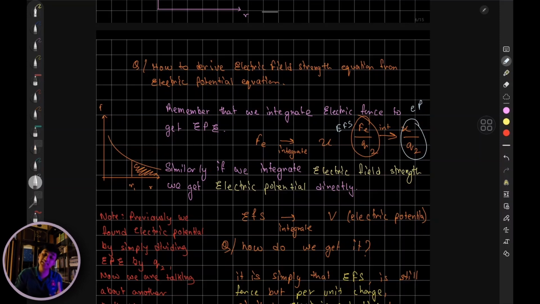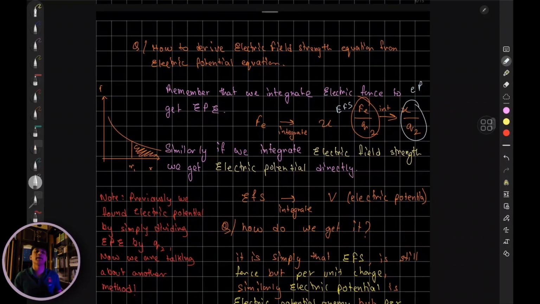So if you integrate electric field strength, you're supposed to get, and you do get, electric potential. Why do you get it? Because both are the same thing. It's just per unit charge. Electric field strength is still the force, but only per unit charge. And electric potential is still work done, but per unit charge. So both sides are divided by the charge, the test charge.